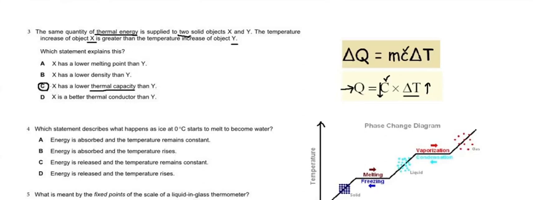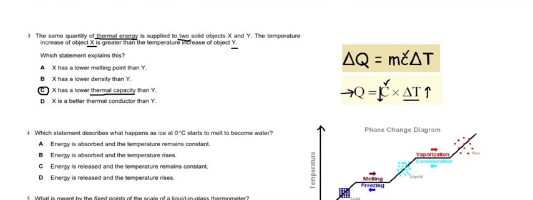We are just using this expression. Q is nothing but C into delta T, where C is the heat capacity or thermal capacity and delta T is nothing but the temperature increase. Okay, so for both the objects, the product should remain same, that is nothing but Q, because the heat provided is same.